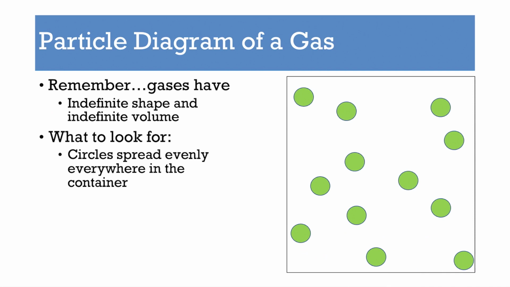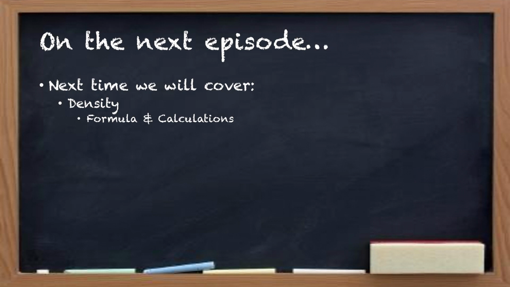And then a particle diagram of a gas. Remember, indefinite shape, indefinite volume. Circles go everywhere. They should be spread out as far as you can make them, all over the square that is a gas. So, on that note, that is it for particle diagrams.